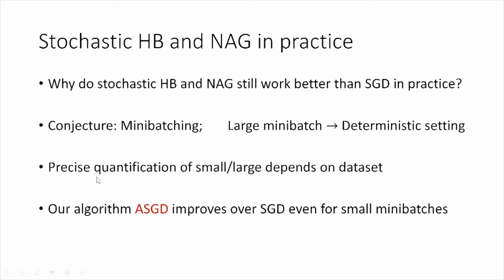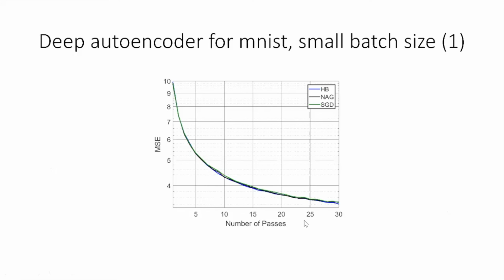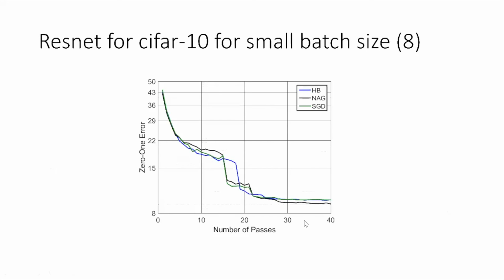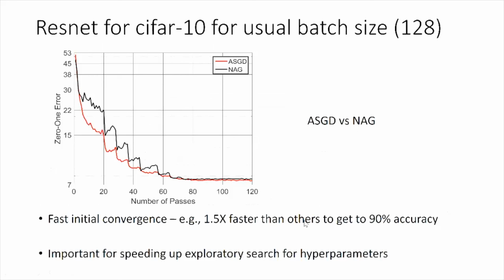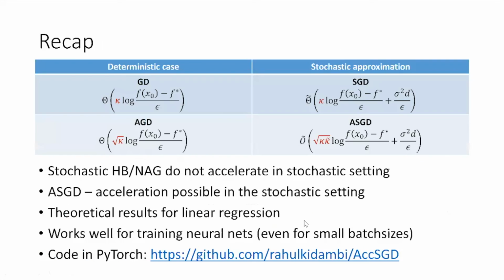The precise quantification of small or large depends on the data set and on the problem parameters. And the key advantage of accelerated stochastic gradient descent is that it improves over stochastic gradient descent even for small mini batches. And yeah, we have some empirical results which show the improvement, but maybe I'll skip this in the interest of time.